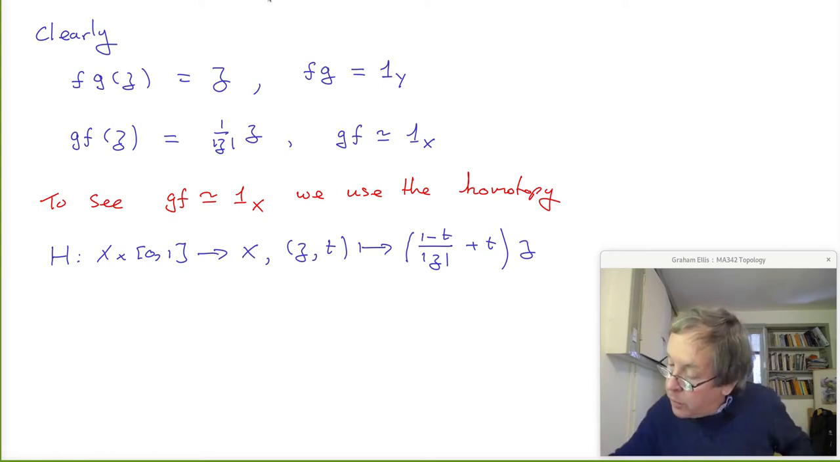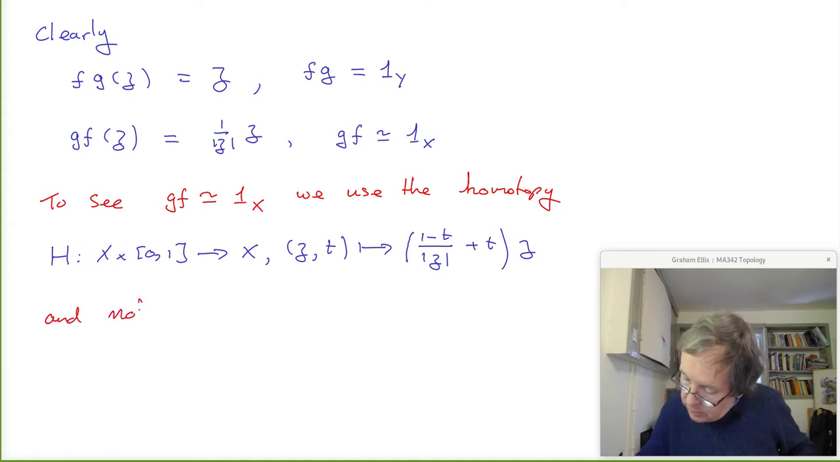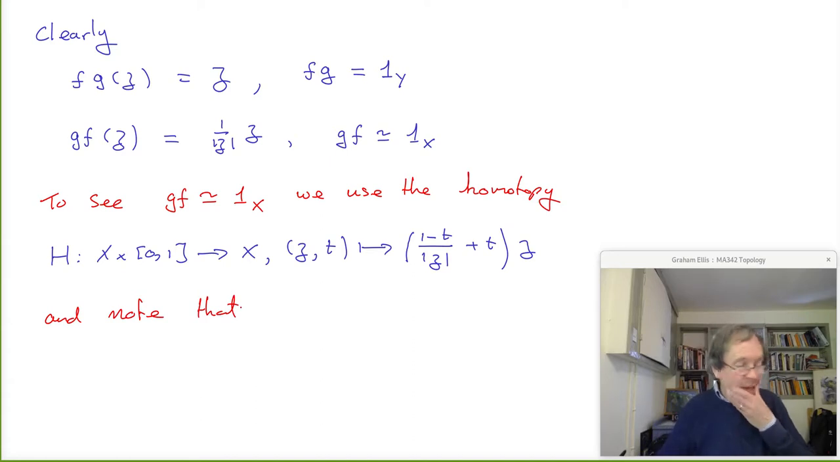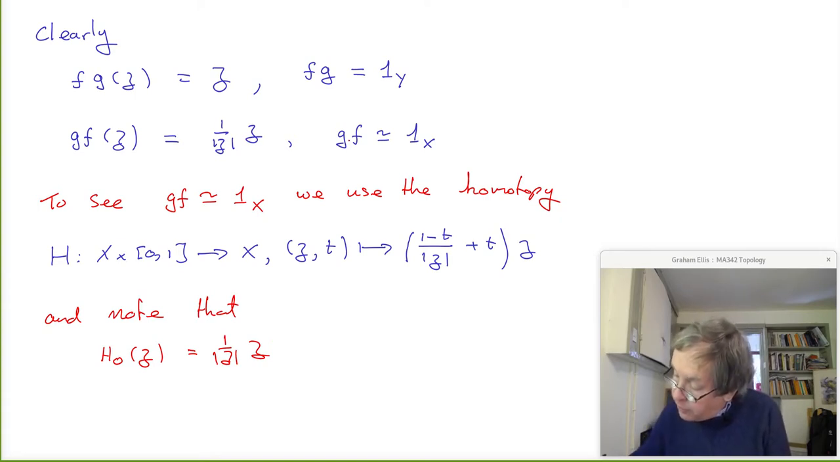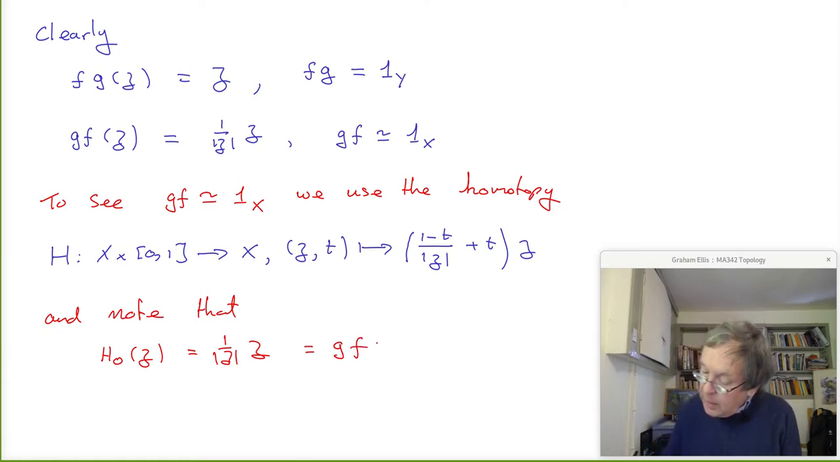So we use this homotopy and we note, does it do the trick? Let's have a look. If I take T to be 0, what do I get? Z at 0 is 1 minus 0 over the size of Z, which is just 1 over the size of Z plus 0. That's just 1 over the size of Z, times Z. That is exactly GF. Now what do I get when I take T equal to 1? Z at 1 goes to 1 minus 1, that's 0, plus 1. That's 1 times Z. It just goes to Z.